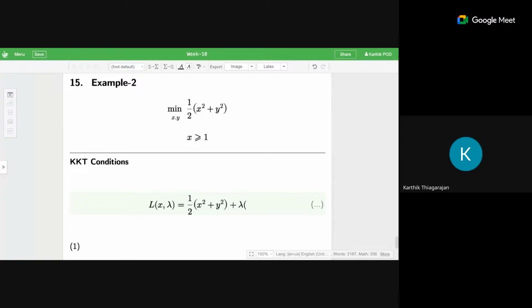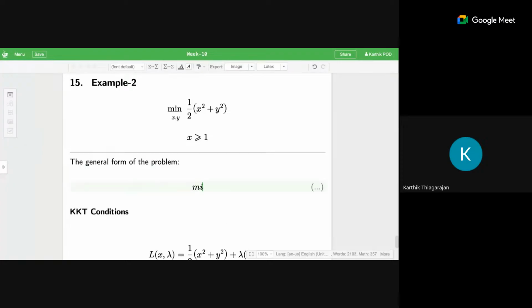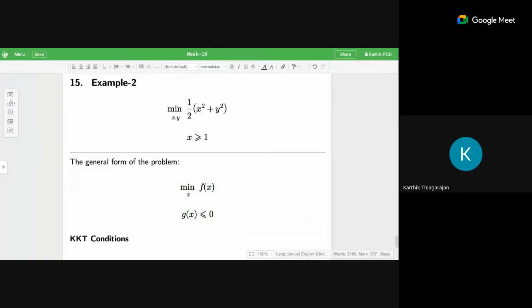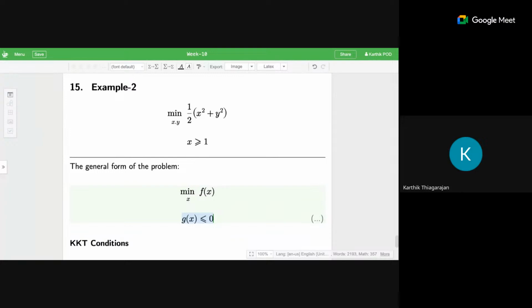what is the general form of the problem? 1 minus x, right? Because remember that the general form of the problem is: minimize over x f of x subject to g of x less than or equal to 0, right? You have to be careful about the form. This has to be a less than or equal to if we have to have lambda greater than or equal to 0, right? So those two are tied together.